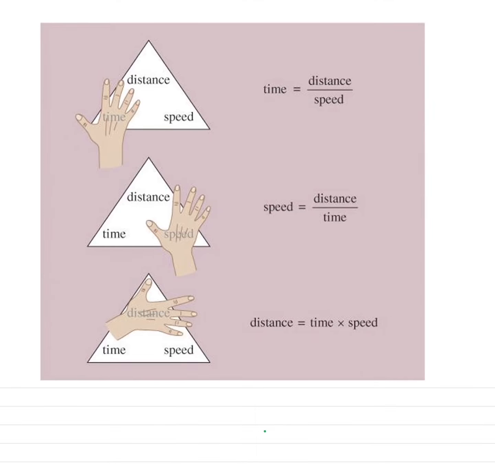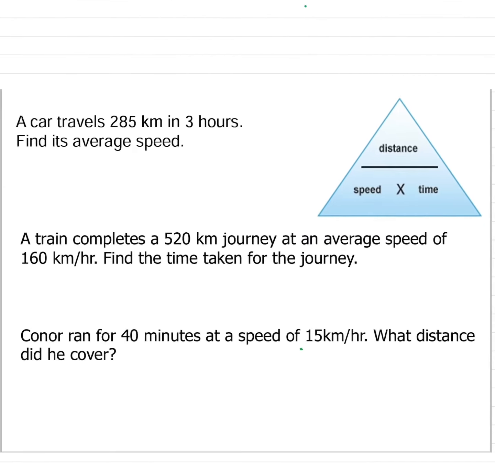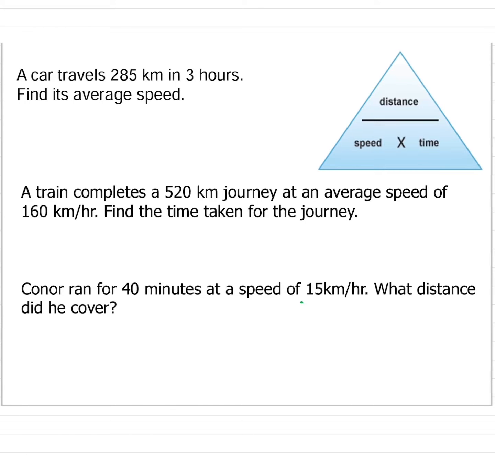Now, whichever one you're looking for, simply cover that in the triangle. If you're looking for time, you cover time, and time is equal to distance over speed. If you're looking for speed, cover speed, and then it's distance divided by time. If you're looking for distance, then cover distance, and then it's time multiplied by speed. So let's have a look at a few examples.